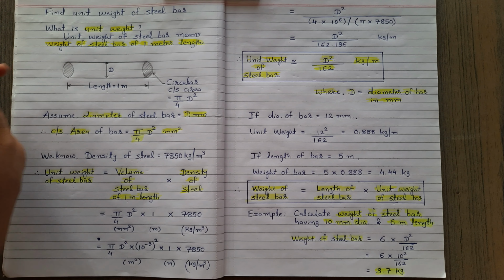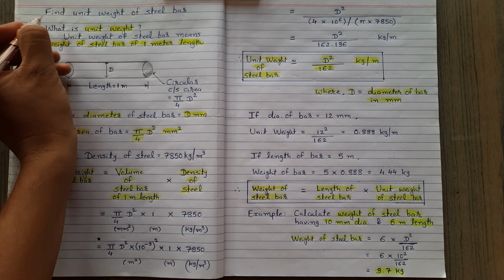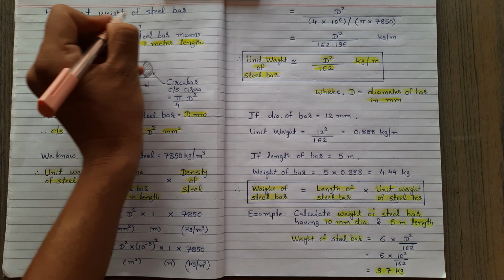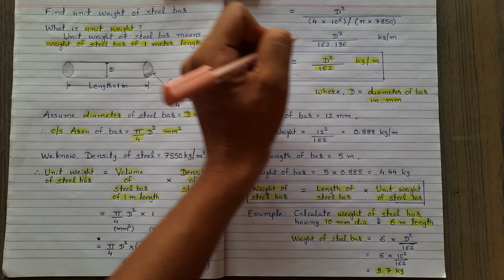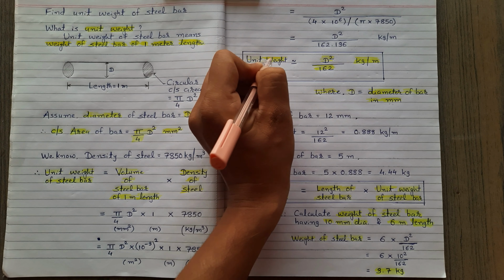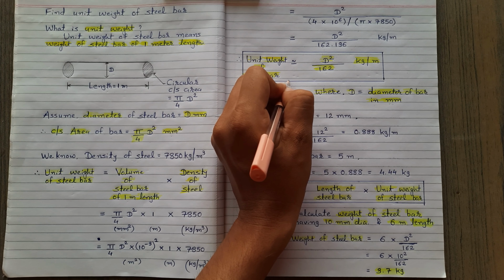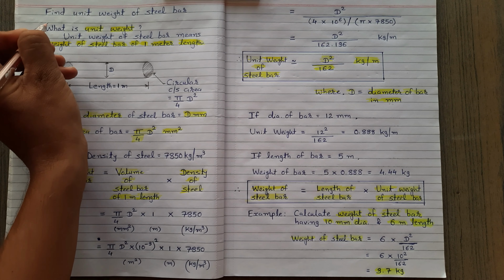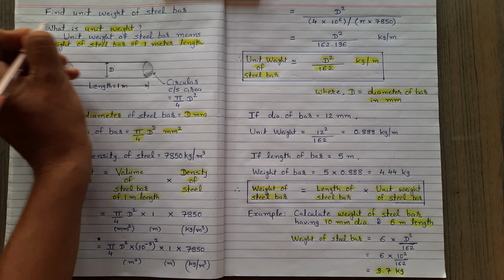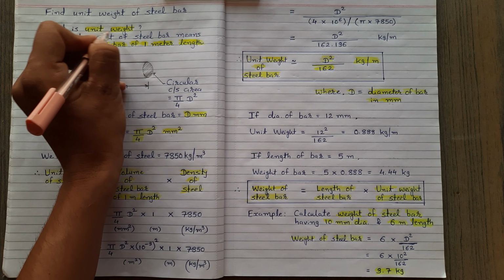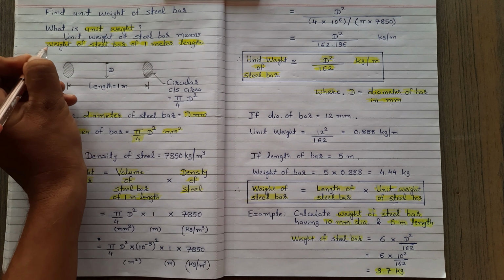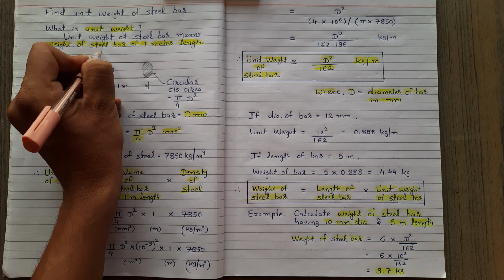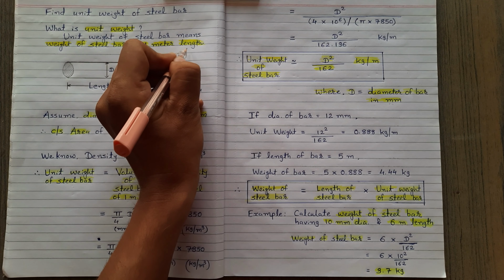Hello friends, today we will learn how to find unit weight of steel bar. We will derive formula to find unit weight of steel bar. Now first thing you have to understand is what is unit weight. Unit weight of steel bar means weight of steel bar of 1 meter length.